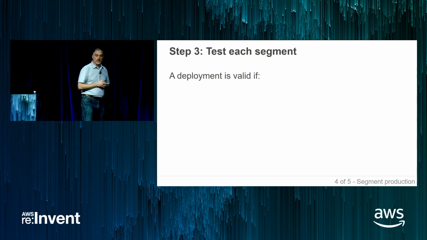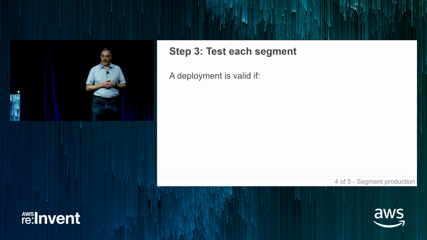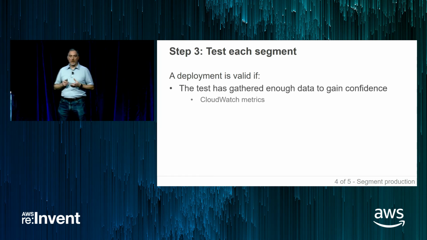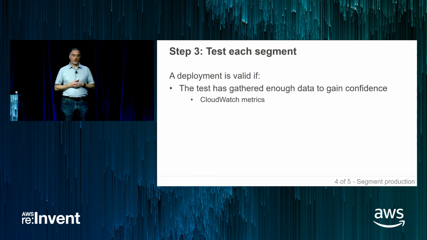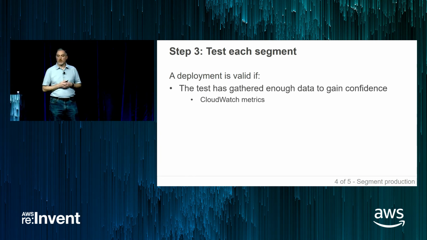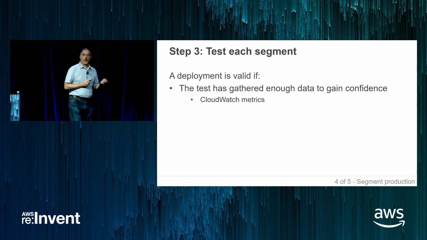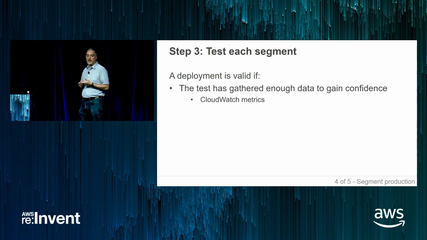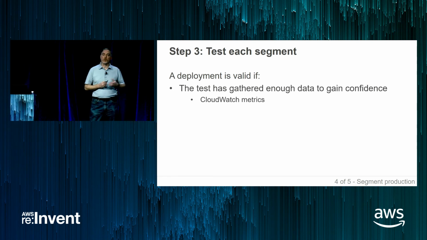So now let's get into the details of how to build one of these segments out and test them. In order to test a deployment, we want to gather enough statistics about that deployment to gain the confidence that the deployment's good. Each call to our service is already writing success or failure information to CloudWatch. We can use that CloudWatch data stream as our data source to validate the segment deployment hasn't broken production.